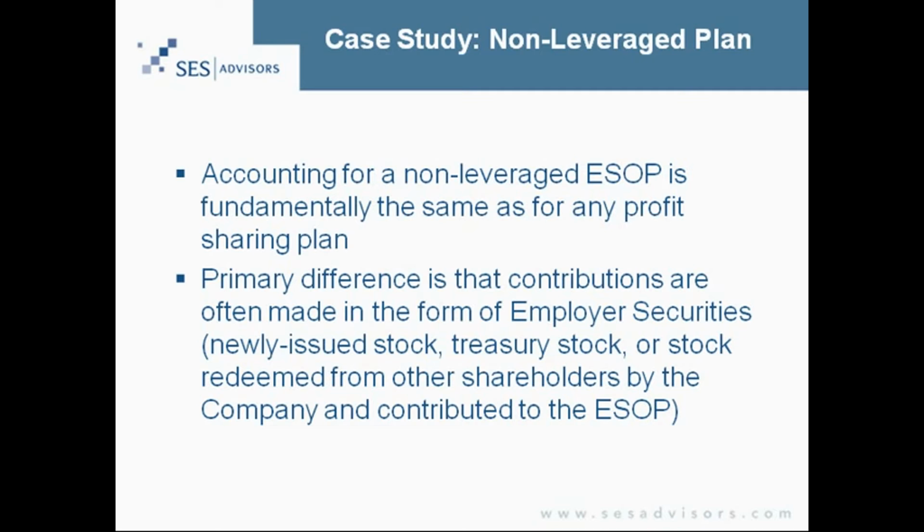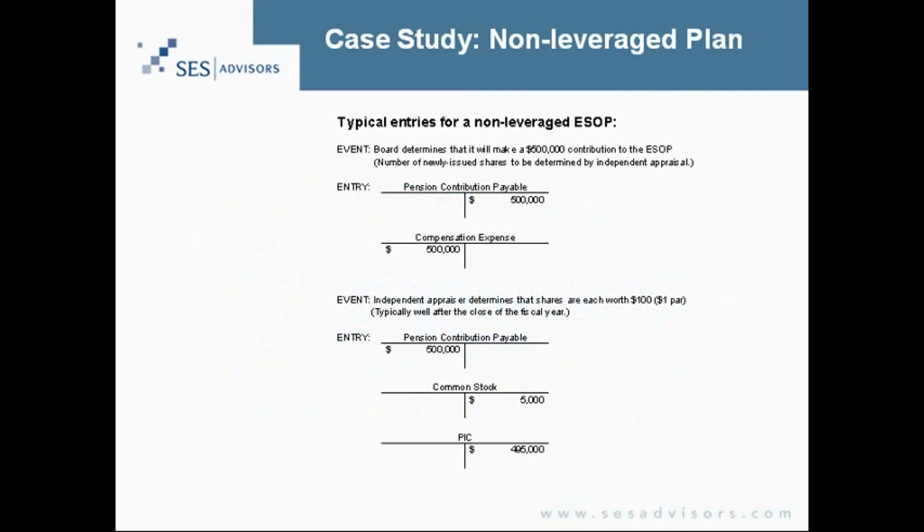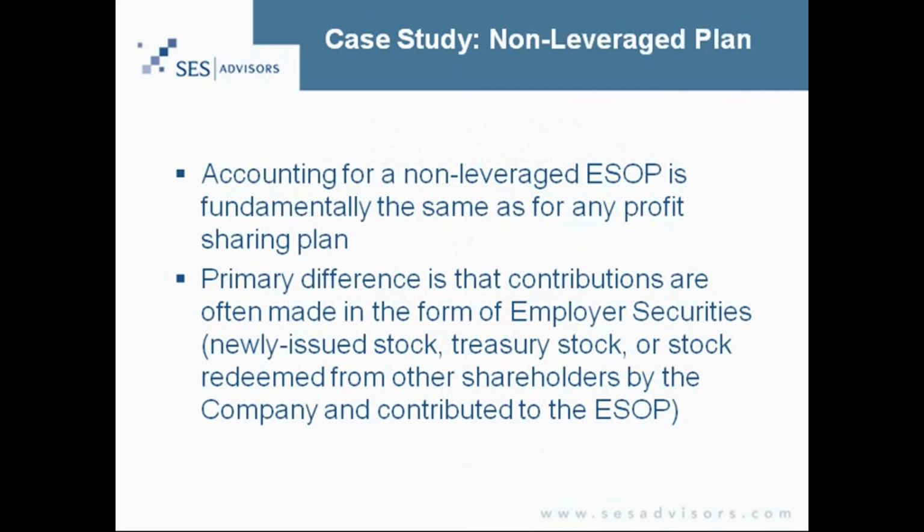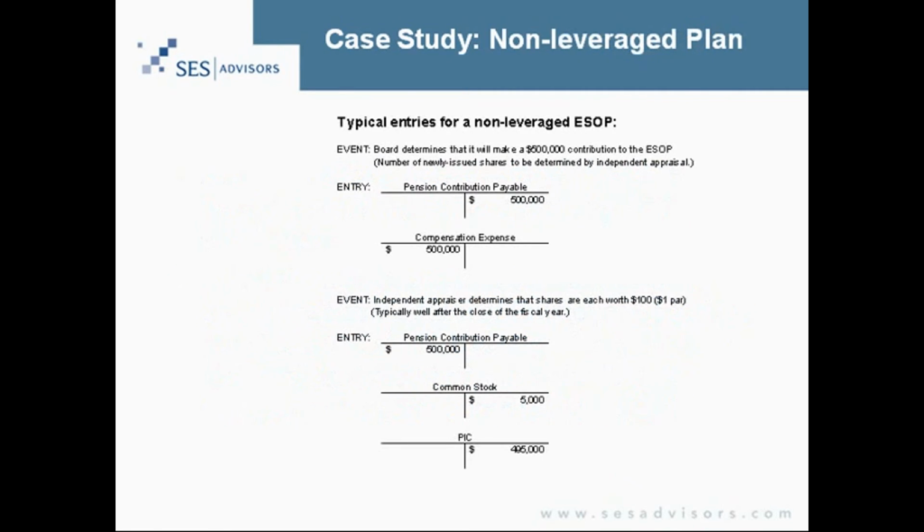Okay, jumping back to our case study here, we'll go over the non-leveraged plan example real briefly. The company in this case is determined that it's making a $500,000 contribution to the ESOP. These are going to be newly issued shares. The value to be determined by an independent appraisal.